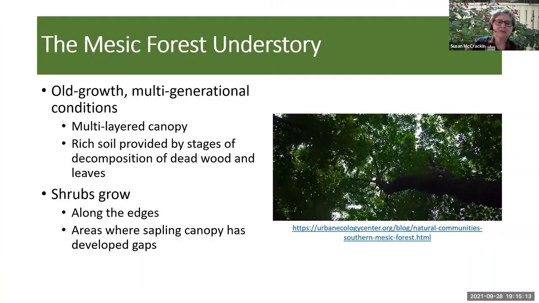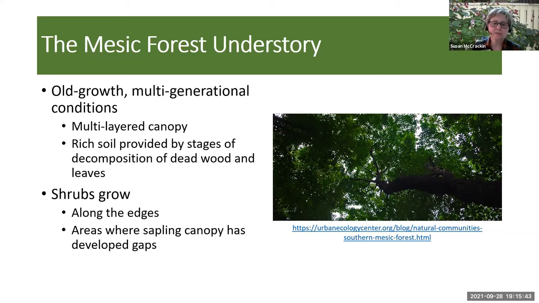So the shrubs of the mesic forest benefit from that old growth, multi-generational growth of trees and the world that they provide beneath their canopy. That world will be part to full shade, either having dappled light that peeks in where small gaps appear in the canopy, or in larger gaps that may have been created by the loss of limbs of a tree, or sometimes even the death of a tree through storms, lightning, or natural causes.